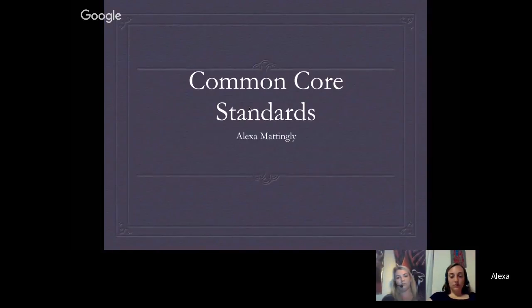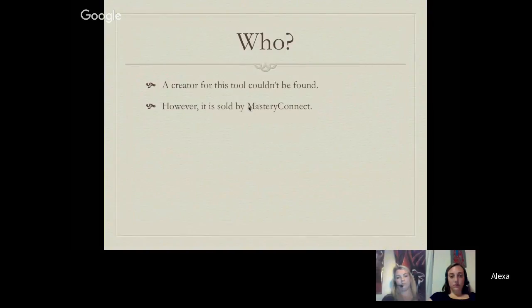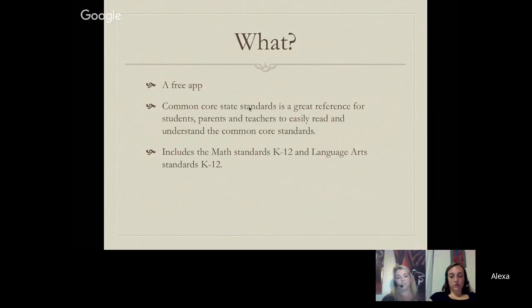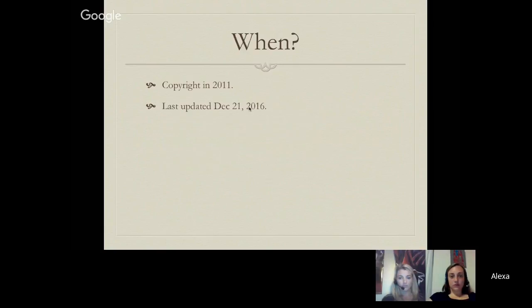The second tool is Common Core Standards. A creator for this tool couldn't be found, however, it is sold by Mastery Connect on iTunes. What is it? It is a free app. Common Core Standards is a great reference for students, parents, and teachers to easily read and understand the Common Core Standards. It includes the Math Standards K-12 and Language Arts Standards K-12. When was it created? It was copyrighted in 2011 and it was last updated on December 21st, 2016.